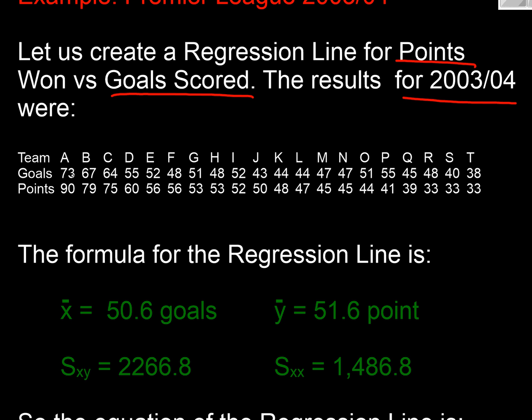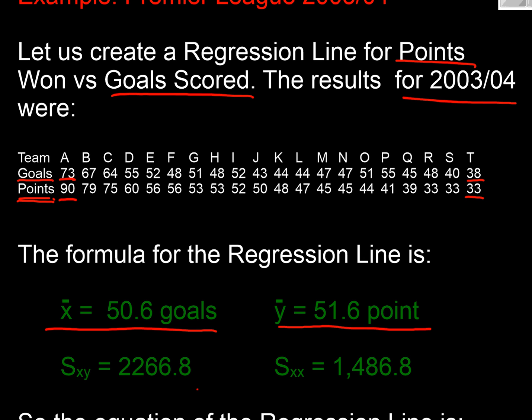So here we have Team A, the winners Arsenal, scored 73 goals, and as a result they earned 90 points, and the worst team were Wolves. They scored 38 goals and they got 33 points. Here we're interested in the fact that we think goals are driving points, so that's going to be our independent variable, our driving variable, and the points are the resultant or dependent variable. It's easy enough from this data to calculate the mean. The mean number of goals was 50.6 and the mean number of points was 51.6.